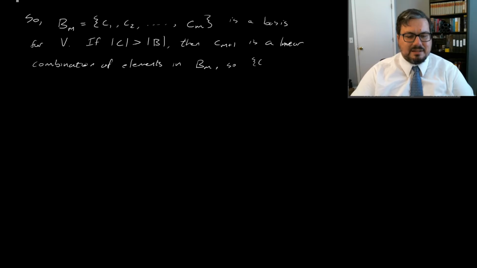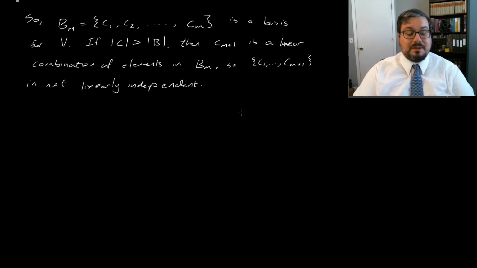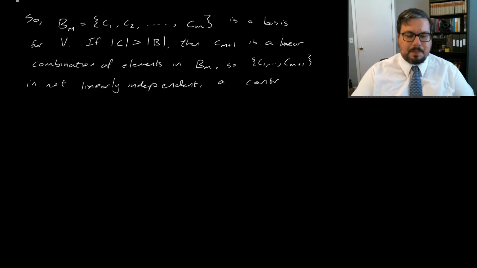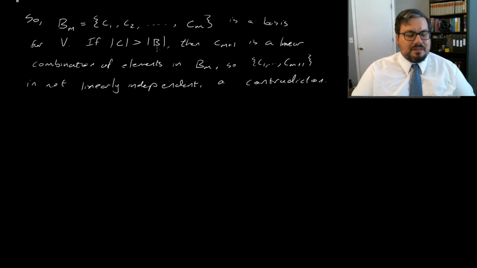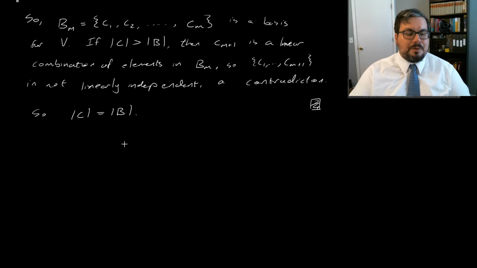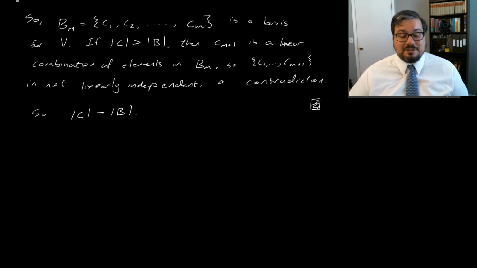So that would mean that the set C1 through Cm plus 1 is not linearly independent. Which is a contradiction because we assumed that the whole set C was linearly independent. So it can't be the case that the cardinality of C is greater than the cardinality of B. So it must be the case that the cardinality of C is equal to the cardinality of B, which finishes the proof. So this was a lot of work, but it winds up being extremely important to us. Knowing that all bases of a finite dimensional vector space are exactly the same cardinality is extremely helpful to us.